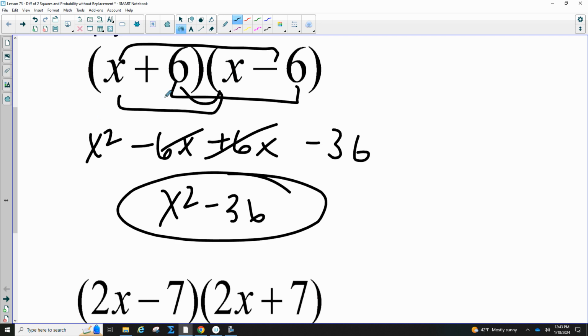This is a difference of squares. What makes them a difference of squares? There's a minus sign, and they're both perfect squares.